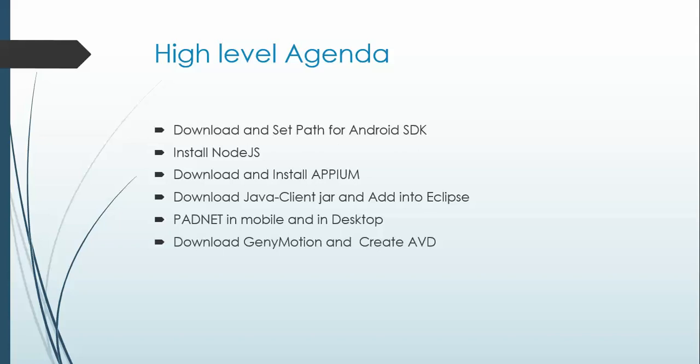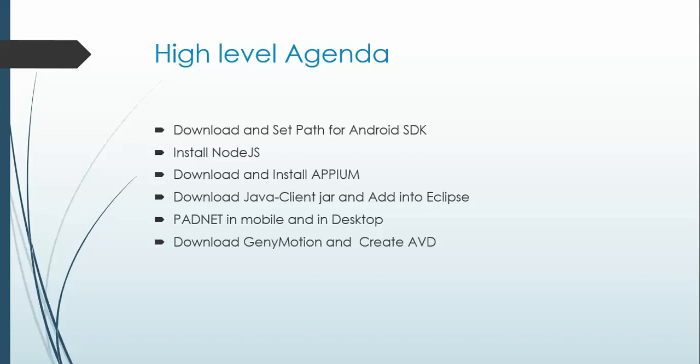We will download the Android SDK, and I will show you how you can set the path and how to verify whether it has been installed successfully or not. Then we'll install Node.js, and we'll talk about Appium, how to install Appium, and how to download the Java client and add it into Eclipse. We will also download one more thing called PdaNet so that we can connect our mobile device with our desktop or laptop and perform our automation.